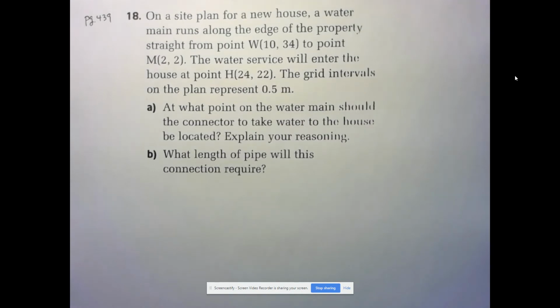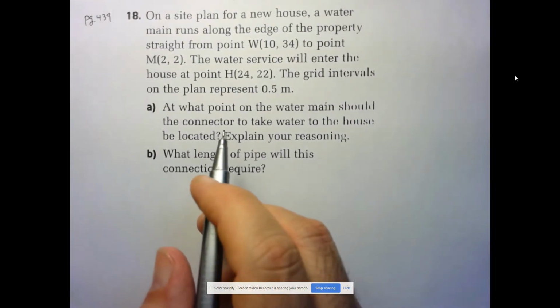Hi folks, we're going to take a look at page 439, number 18. Okay, so this is an analytic geometry problem. So as we often do, we're going to start with a diagram, although I'm not going to make any effort to be exact because I'm just going to use my diagram as a guide. All right, so let's see what it says.